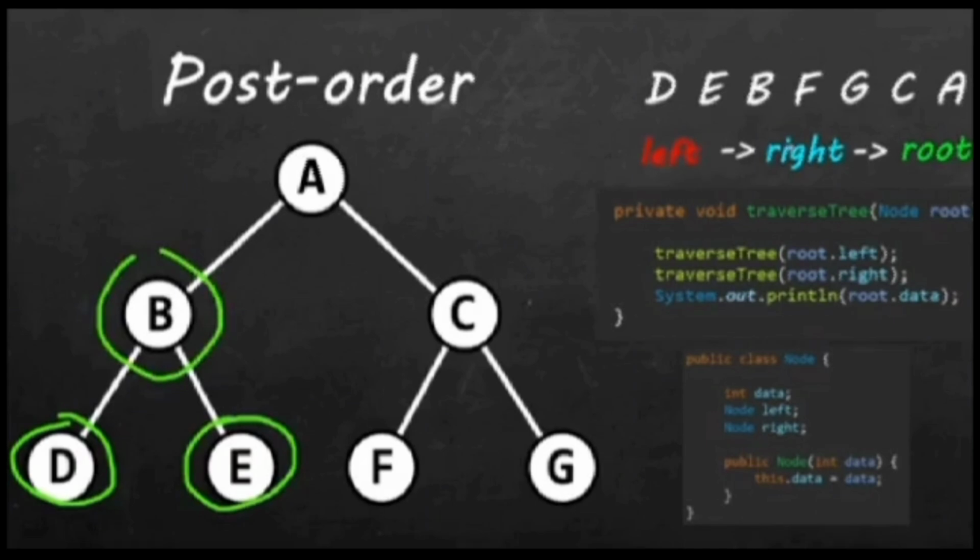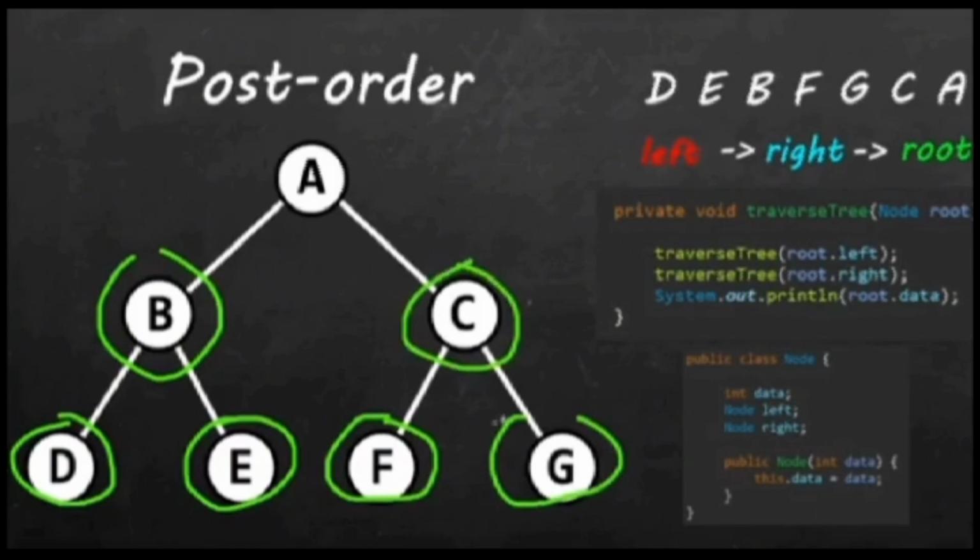Left, right, root. Then we go back up, and go as far right as we can, like we did before. So we mark F as visited and G, left, right, root. And all that's left is the root node. So that is post-order traversal. It's used to delete a tree from leaf to root.